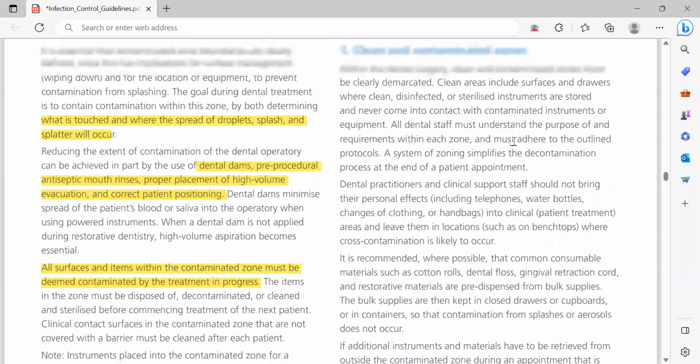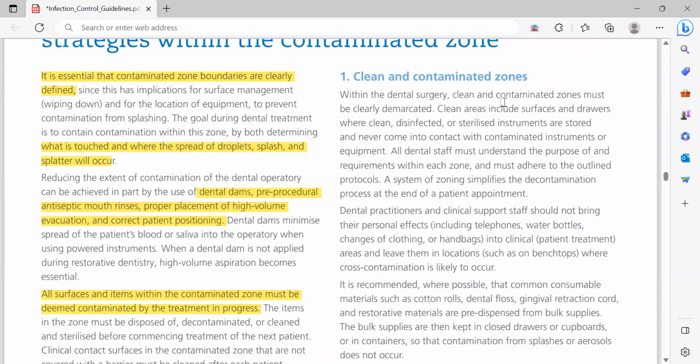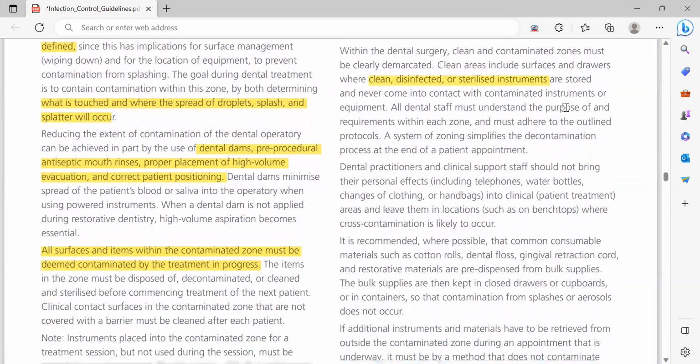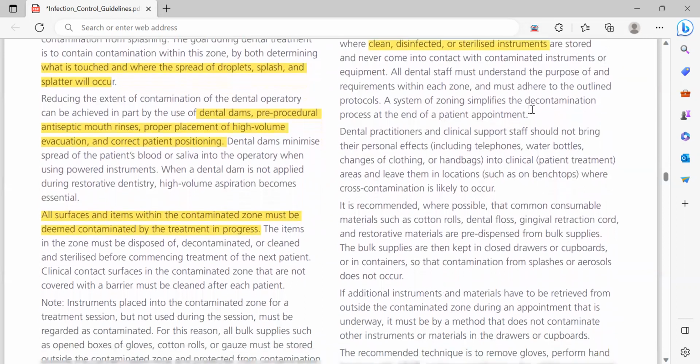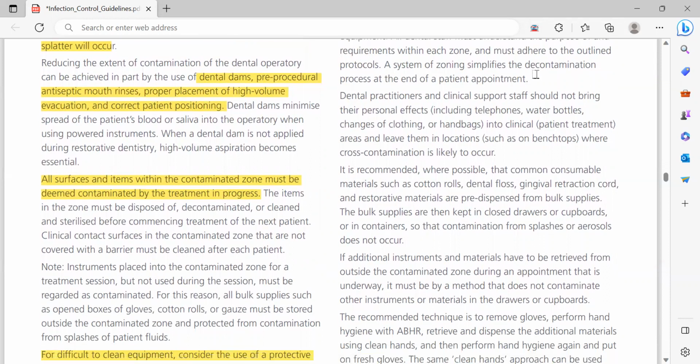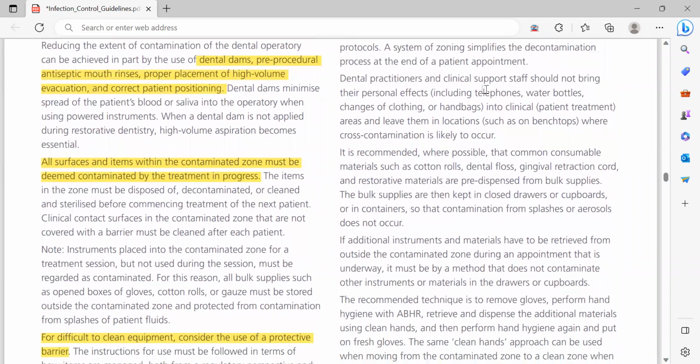Then clean and contaminated zone. Clean areas include surfaces and drawers where clean, disinfected, or sterilized instruments are stored and never come into contact with contaminated instruments. All dental staff must understand the purpose of and requirements within each zone and must adhere to the outlined protocol. A system of zoning simplifies the decontamination process at the end of the patient appointment.